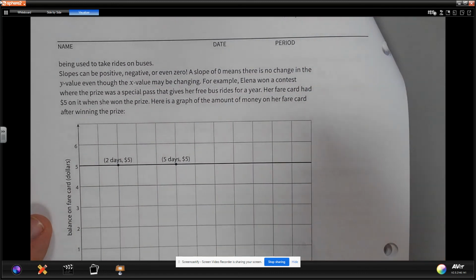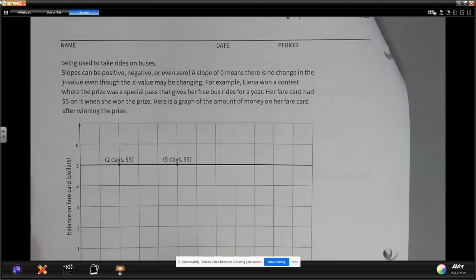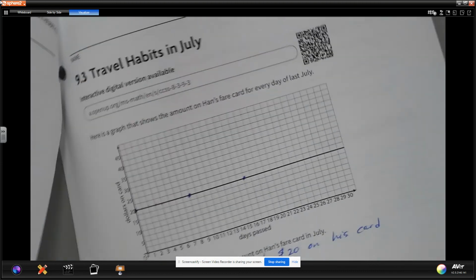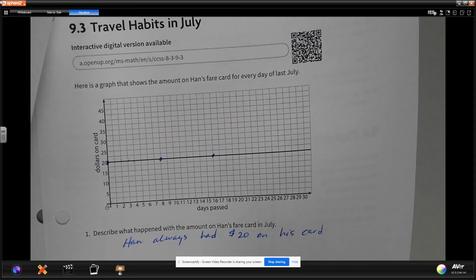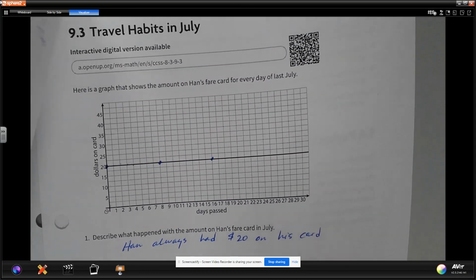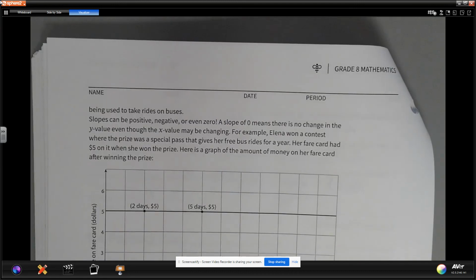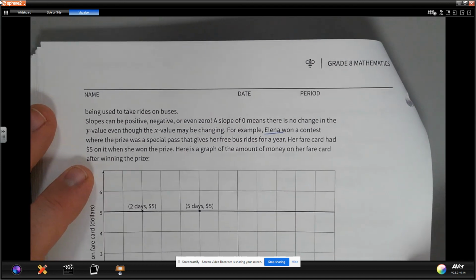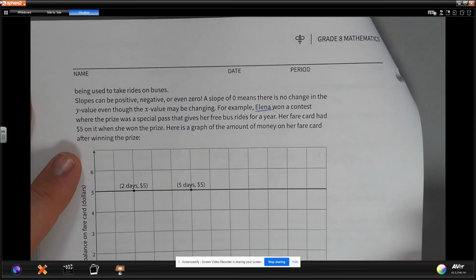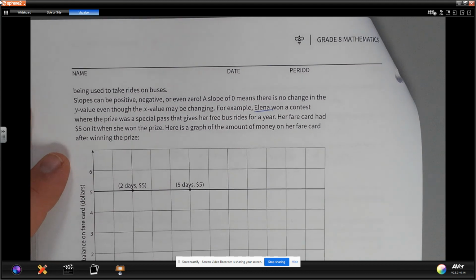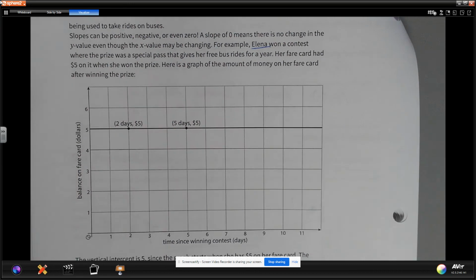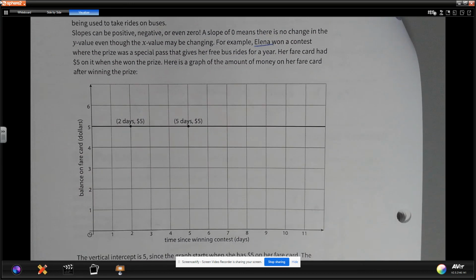So like when we talked about before with our friend Han, his data was consistently staying at a flat line. And so we see that Han didn't spend any money off of his fare card for the entire month of July. We could see something like this, where this example here, Elena won a contest where the prize was a special pass that gives her free bus rides for a year. Her fare card had $5 on it when she won the prize. Now, here's the cool thing about it for her is since she won for a year, her money is not going to be spent on it.